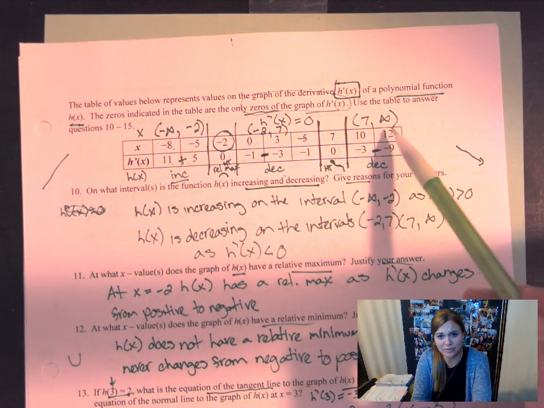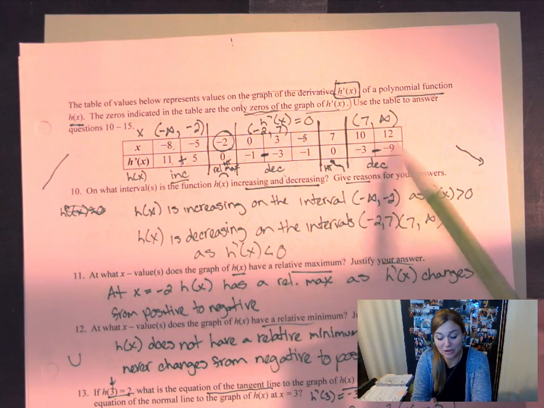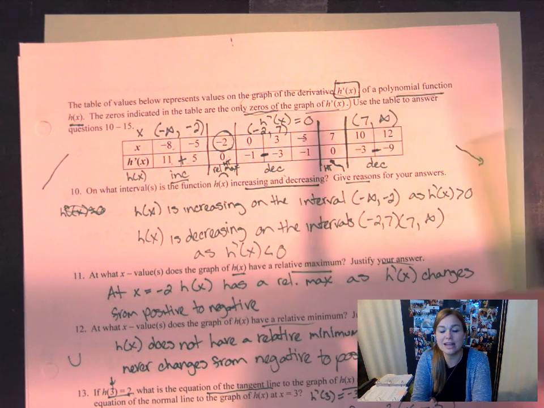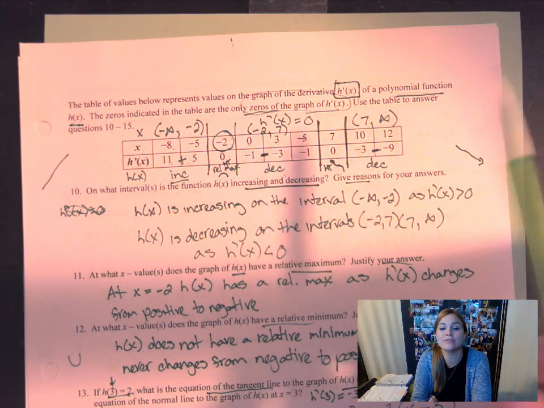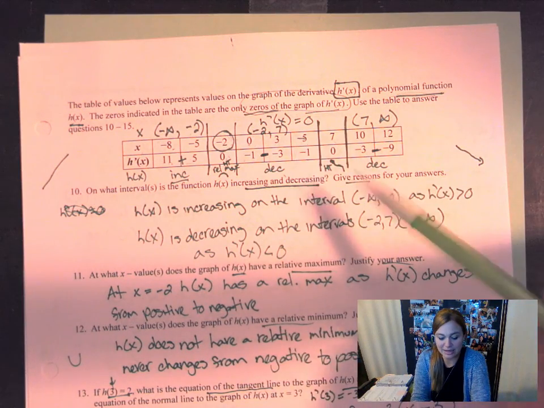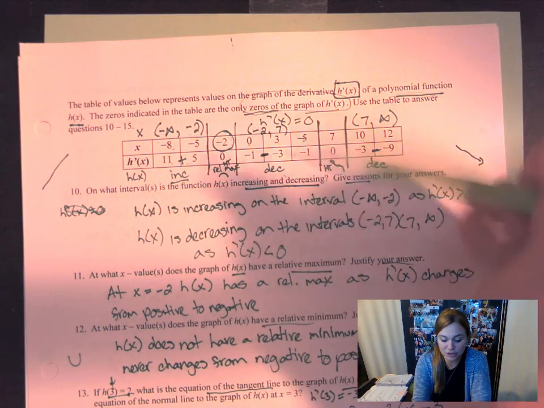And then from 7 to infinity, again, there are two options, 10 or 12, but these are all going to be the same sign. It's not like one is going to be a positive h prime and a different one would be a negative. That's not going to happen, as these were the only zeros at -2 and 7.